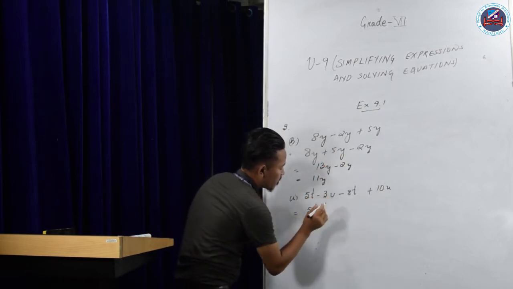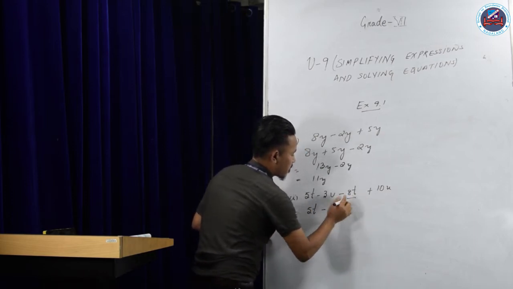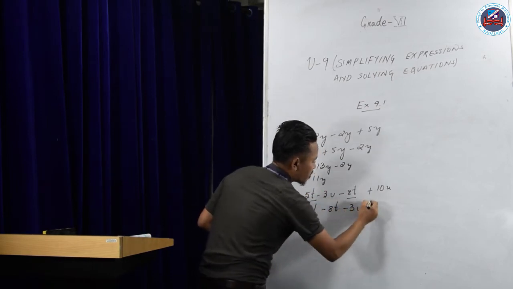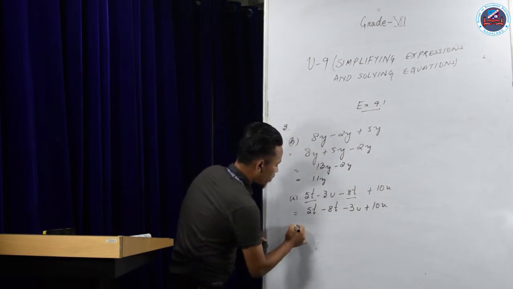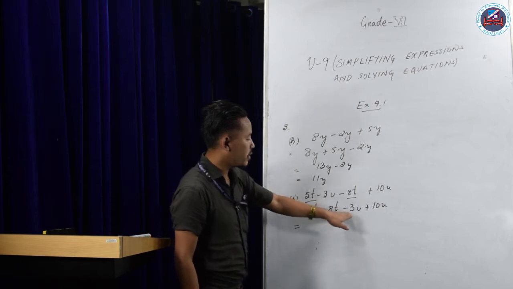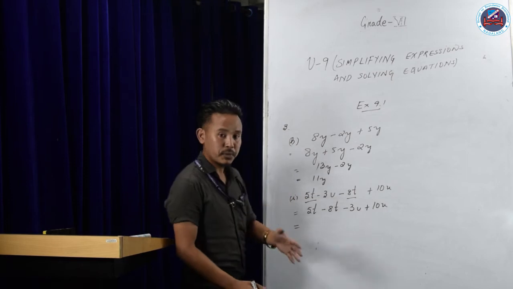5t, we have one more like term, that is minus 8t, followed by minus 3u plus 10u. Now as we can see here, 5t minus 8t minus 3u plus 10u. What I have done is I have clubbed the like terms together. Now we can proceed ahead.